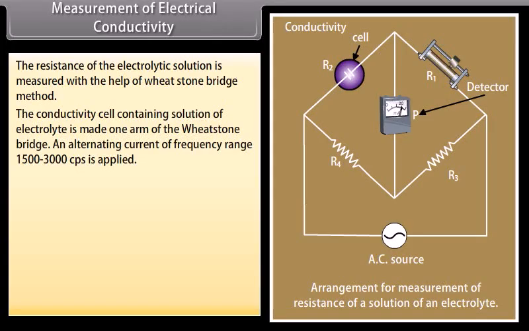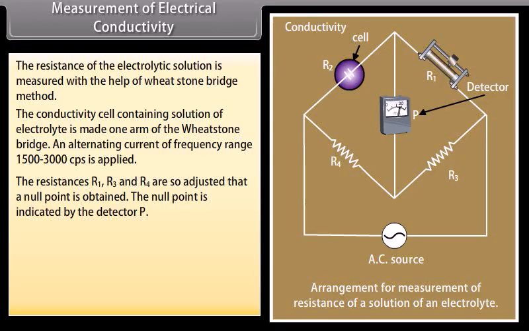The conductivity cell containing a solution of electrolyte is made one arm of the Wheatstone bridge. An alternating current of frequency range 1500 to 3000 cycles per second is applied. Direct current is not used here because it causes electrolysis and results in the change in concentration of the electrolytic solution near the electrodes, resulting in polarization effects.